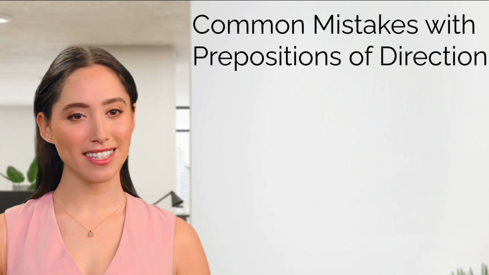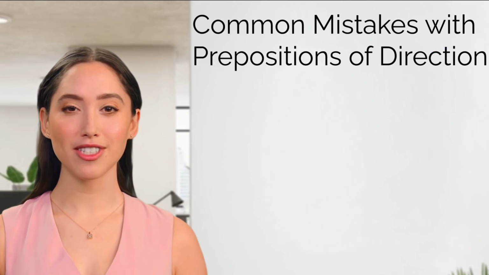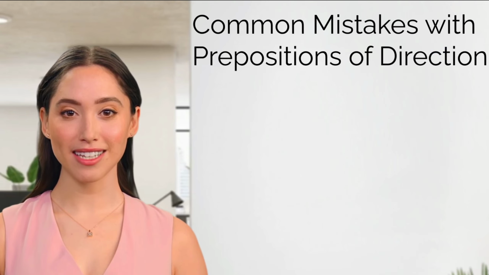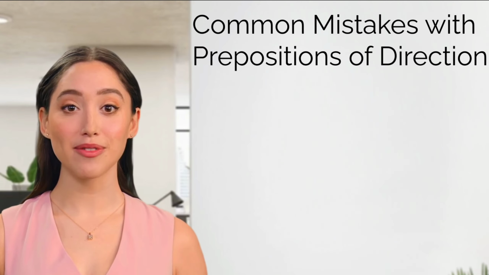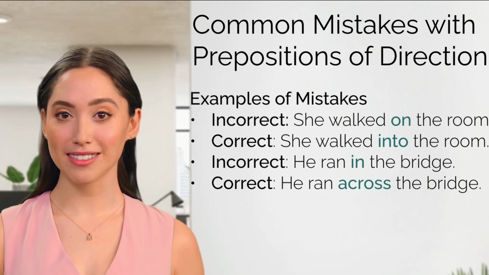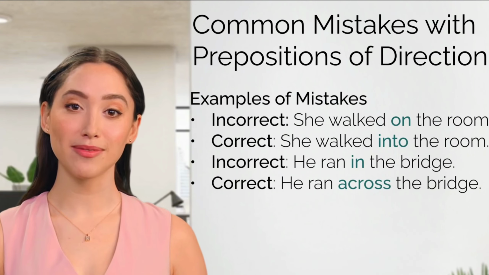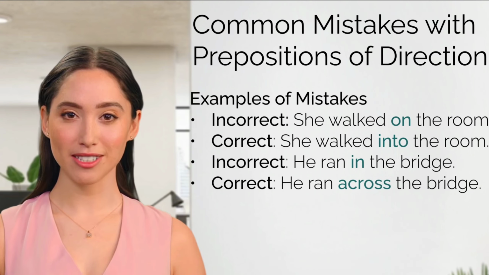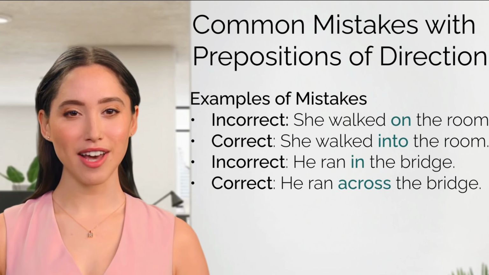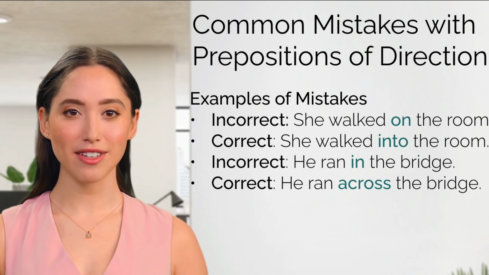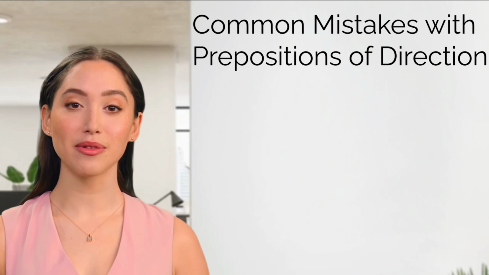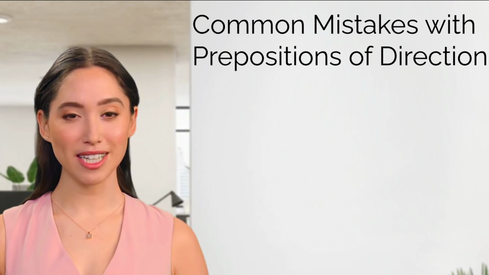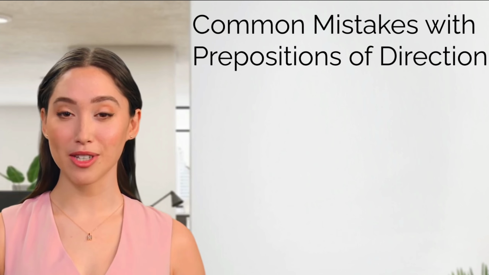Let's take a look at some common mistakes people make with prepositions of direction. These errors usually come from not knowing which preposition to use for the right kind of movement. Examples of mistakes: incorrect, she walked on the room. Correct, she walked into the room. Incorrect, he ran in the bridge. Correct, he ran across the bridge. As you can see, just one small mistake can change the meaning of a sentence. Always think about the type of movement when choosing your preposition.